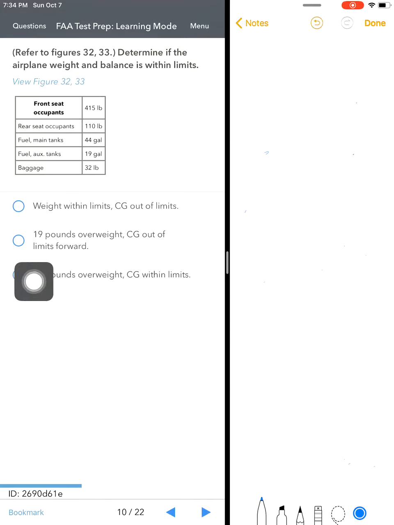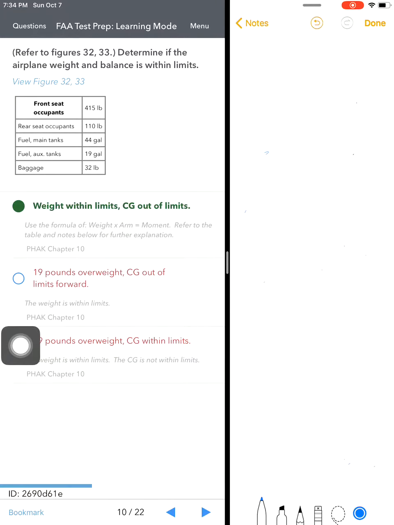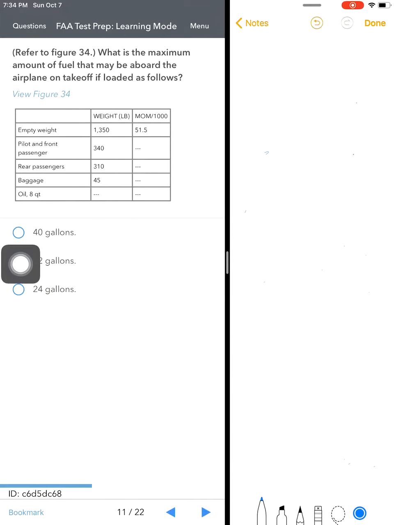But since I've done this question a while ago, I know that my weight was within limits and CG was out of limits. So, yeah, that's the one. It's going to be the same thing. What is the maximum amount of fuel that may be aboard the airplane on takeoff if loaded as follows? Same thing, you just put in all your weights, moments, add it up, and see how much fuel you should have on it.